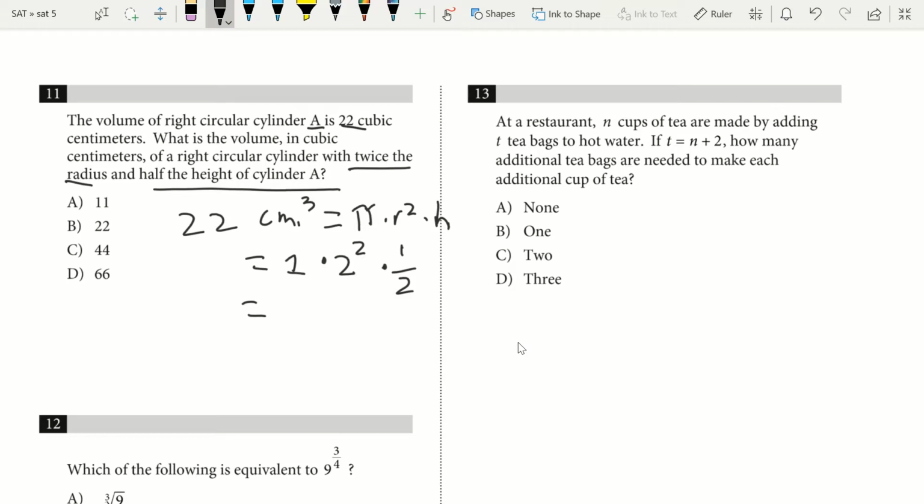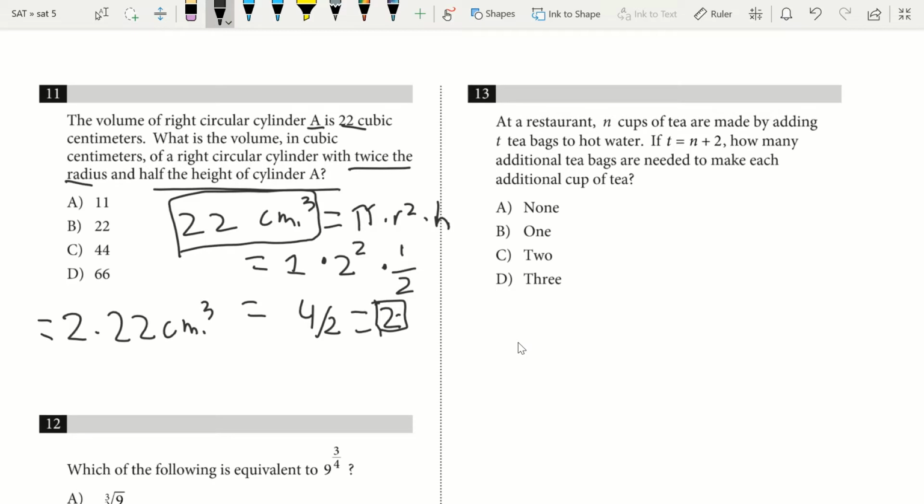So 1 times 2 squared, we know 2 squared is 4, and then 4 times 1/2 leaves us with 4/2. So we're going to have 2 times bigger, right? So we're going to be 2 times bigger than our 22 cubic centimeter volume. So we're going to go 2 times 22 cubic centimeters, which will give us 44 cubic centimeters. So our answer will be C.